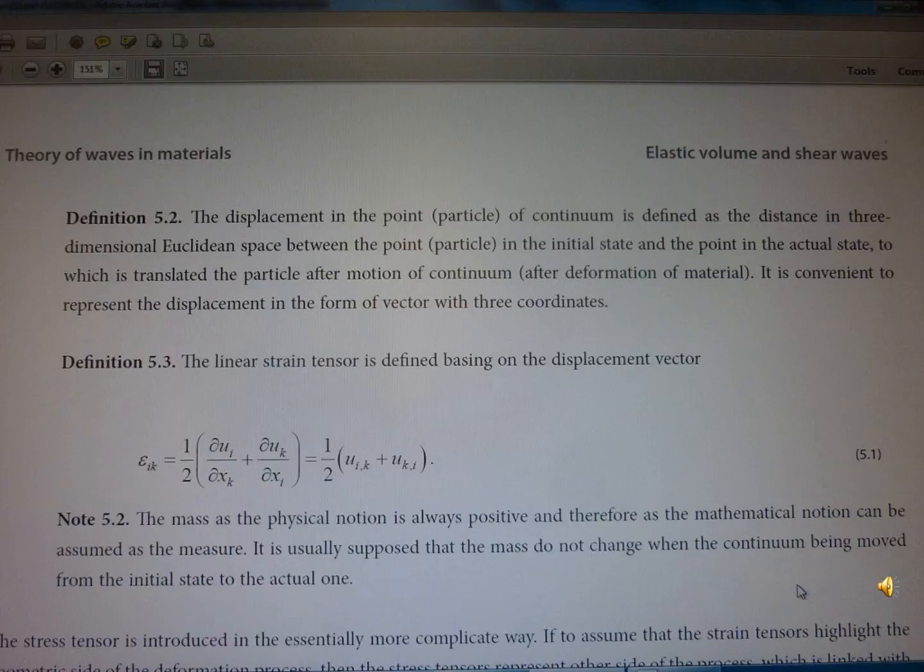So when a point moves, a strain can happen. So the strain vector can be written. This strain vector is related to the displacement vector. So this strain tensor e is going to be half multiplied by du_i divided by dx_k plus du_k by dx_i, equal to half into u_ik plus u_ki, so that's the equation. This is for the strain equation.